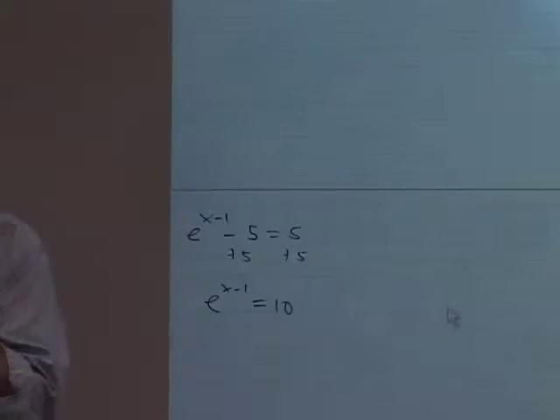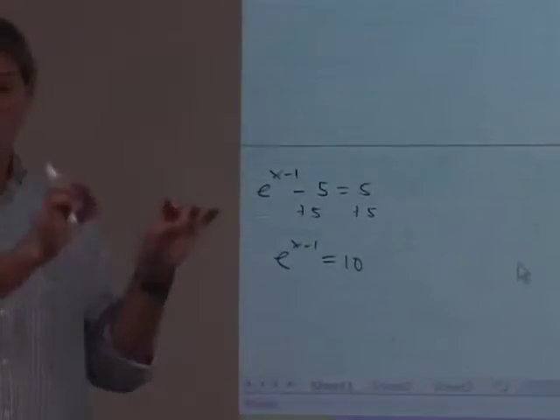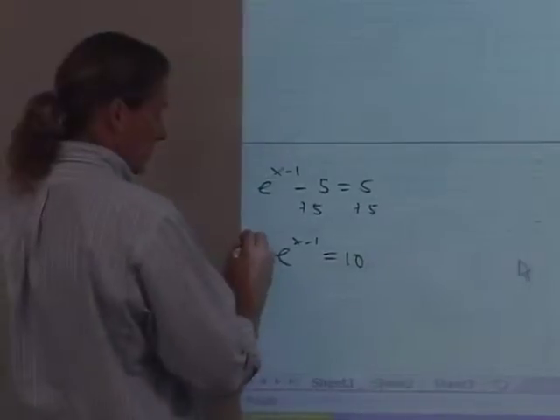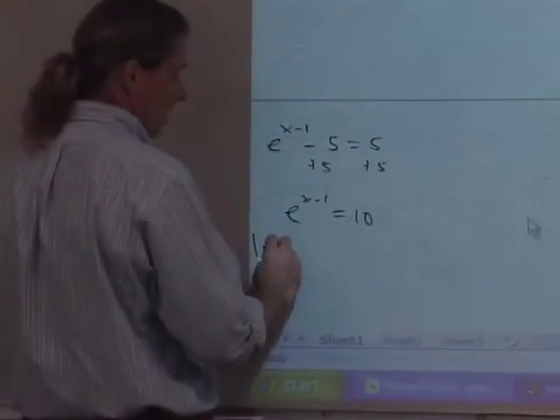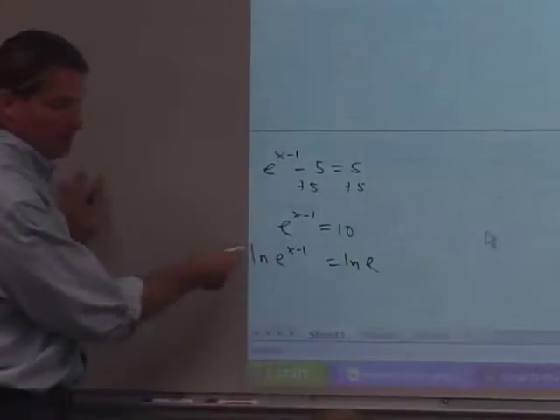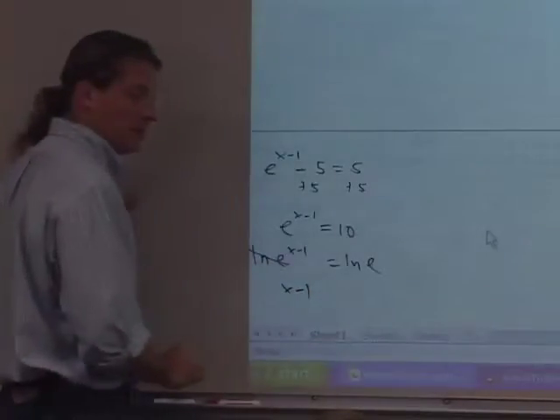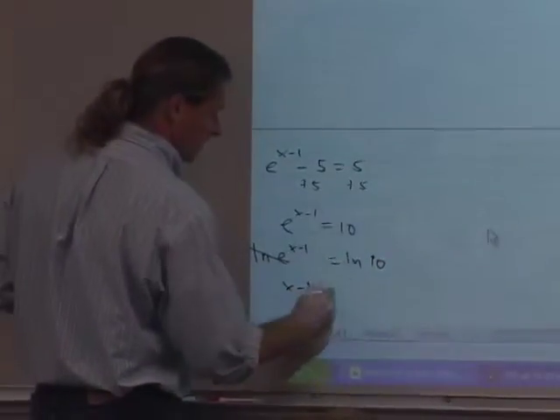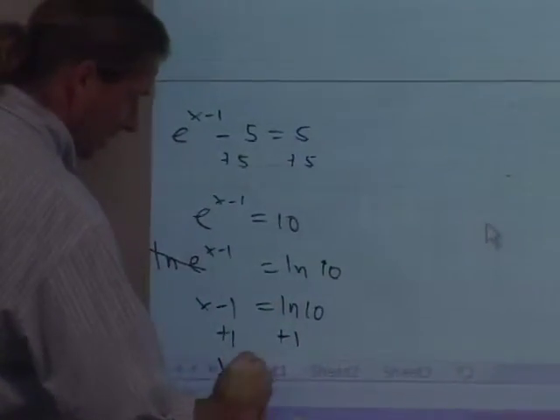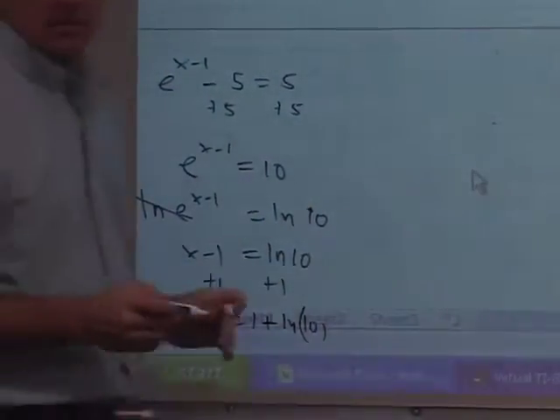Now that I have e raised to a power, and I want to get that power, which has the variable, down to the working line, what can I do to both sides now? Take the natural log, actually. And what does the natural log do to e? They cancel away, and this becomes just x minus 1, which is equal to the natural log of 10. Then add 1 to both sides. So x must be 1 plus the ln of 10, which is a calculated problem.